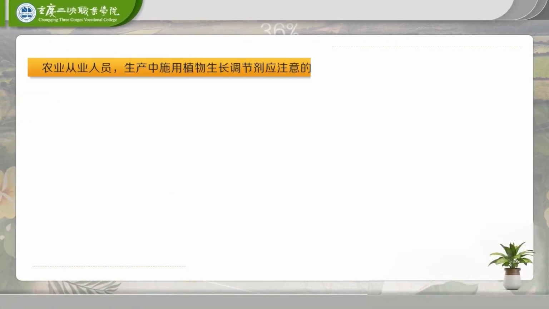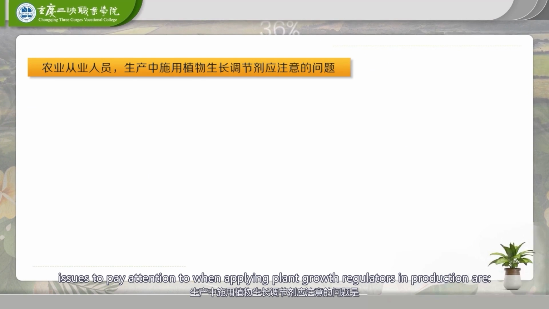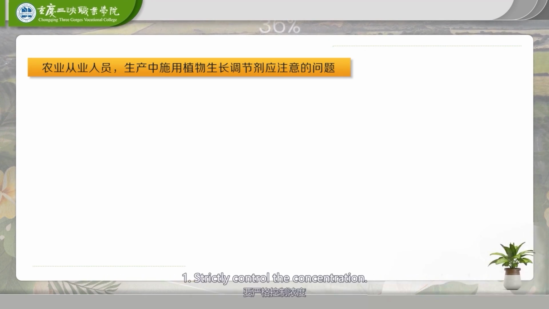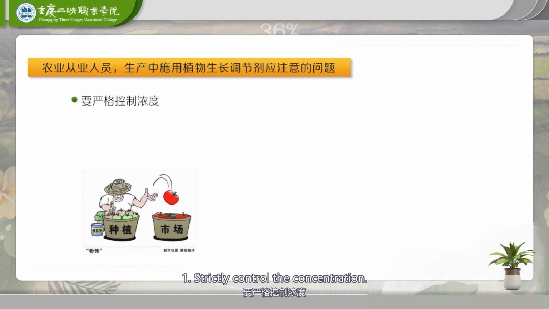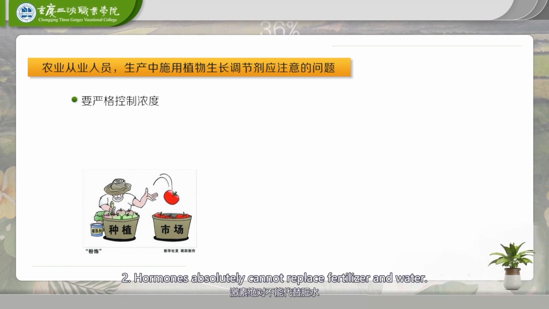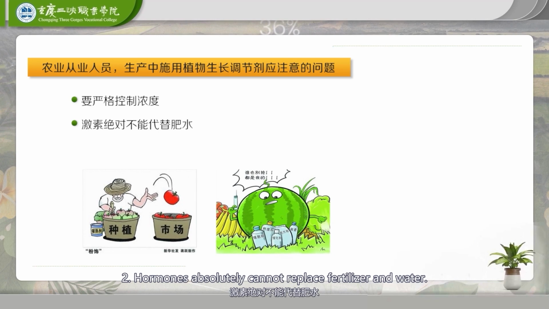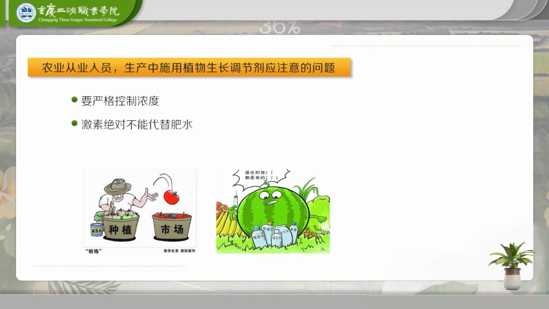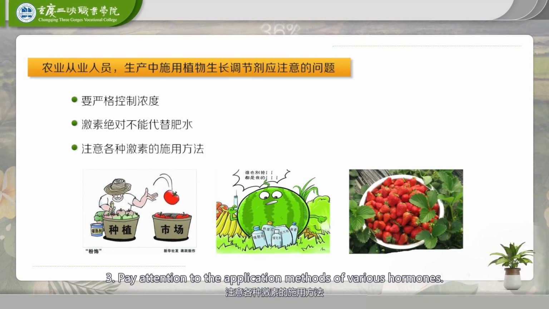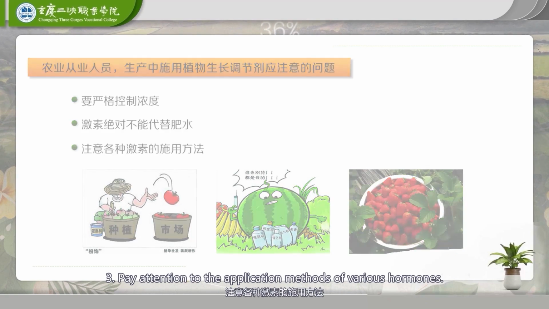Students, as agricultural practitioners, issues to pay attention to when applying plant growth regulators in production are: 1. Strictly control the concentration. 2. Hormones absolutely cannot replace fertilizer and water. 3. Pay attention to the application methods of various hormones.